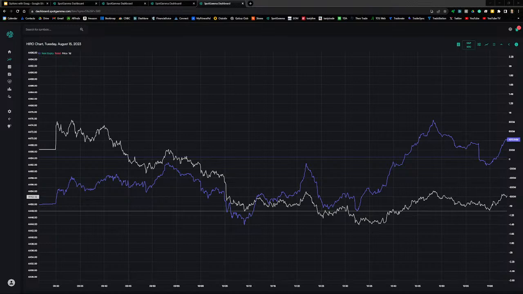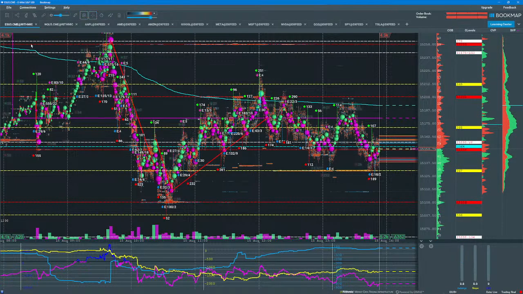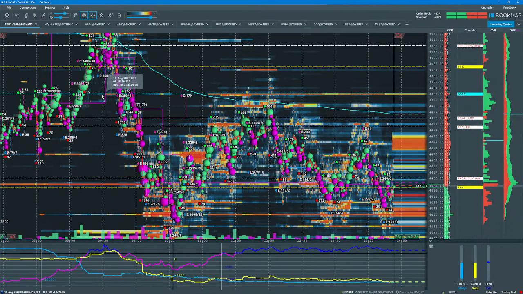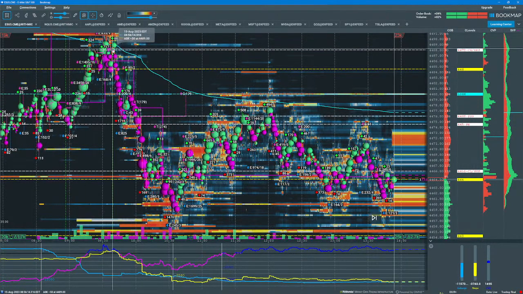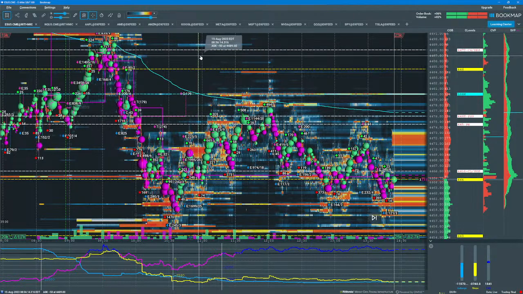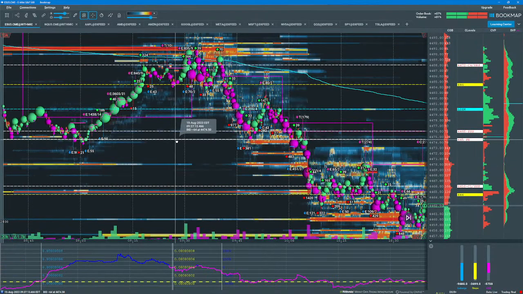Let's go take a look at Bookmap now. Go back to ES. And looking at order flow, it was an easier read. Actually, let me, I'm going to zoom in a bit, scroll over.